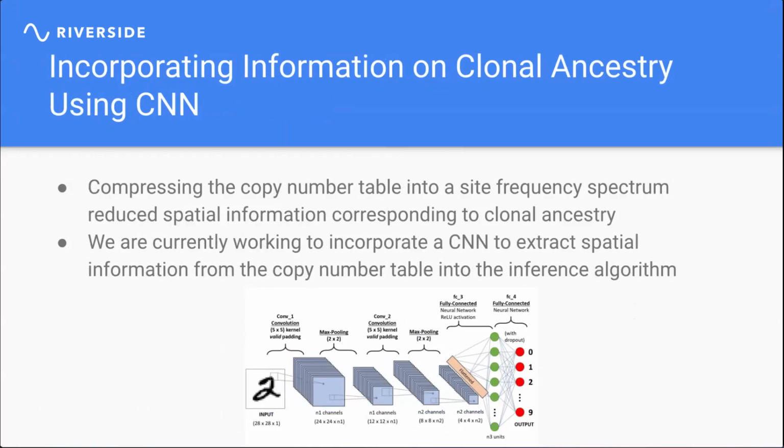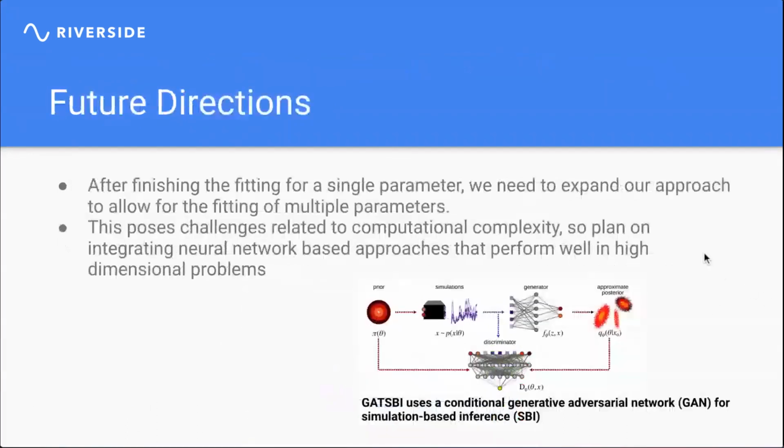Now we're currently working on incorporating information on clonal ancestry using a CNN. Compressing the copy number table into a site frequency spectrum reduces spatial information corresponding to clonal ancestry. In these copy number tables, rows that are close together indicate cells that have closer common ancestors. And so when we average everything out along the column, we're getting rid of this spatial information that corresponds to clonal ancestry. And so utilizing a CNN, which is a neural network that's often used in image processing, we hope to extract spatial information that would allow us to incorporate some of this information on clonal ancestry into the inference model.